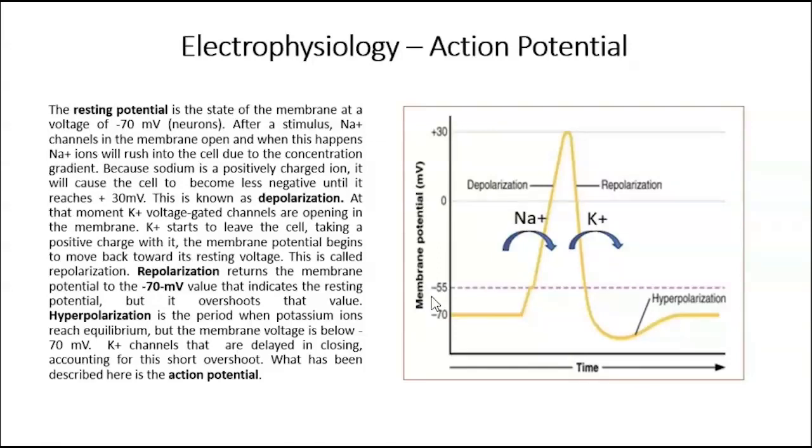Once you receive the stimulus, sodium channels open. The sodium goes from the outside, extracellular, to the inside, the intracellular area. Because of that, the polarity is going to change, right? It's going to change from negative 70 to positive 30. Once at positive 30, potassium will come out, and that will return the cell back to the resting potential.